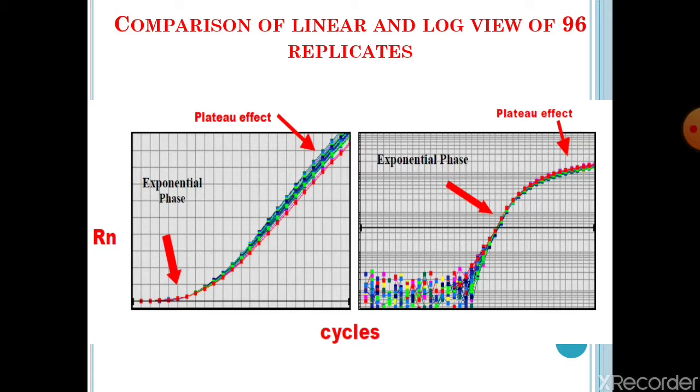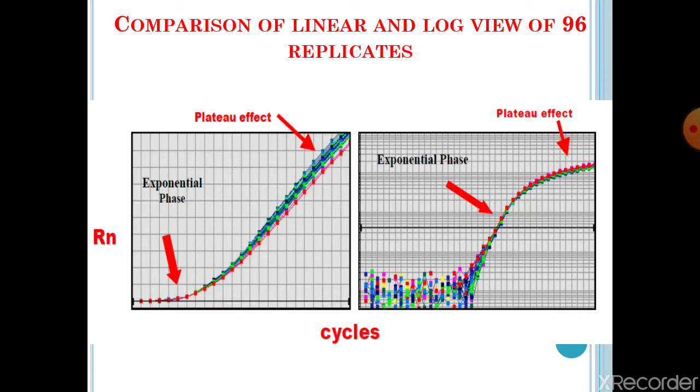Therefore, if measurements are taken in the plateau phase, the quantification will be affected. Are you getting this point? In this linear figure, which is the first figure, if we are doing the detection at the plateau phase, then the measurement will be affected, because now we have got different lines, they are separated.